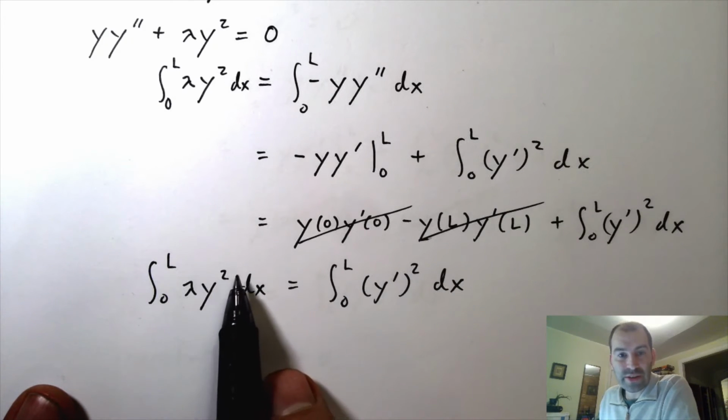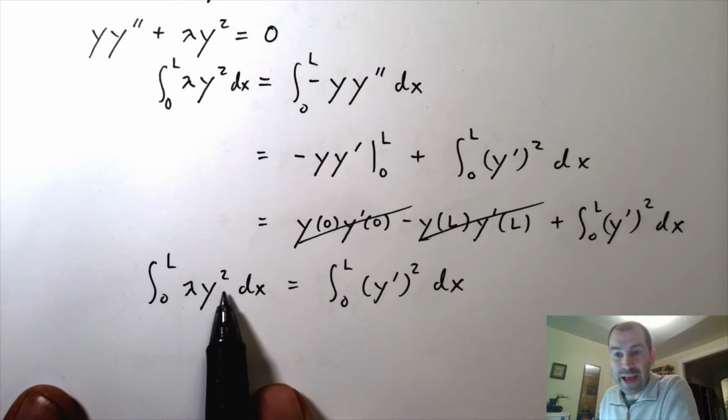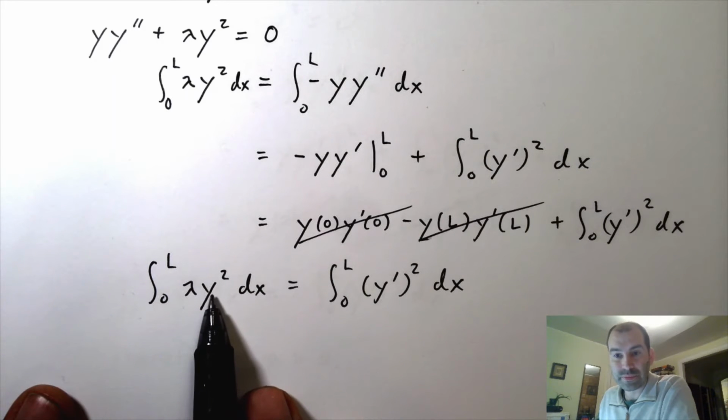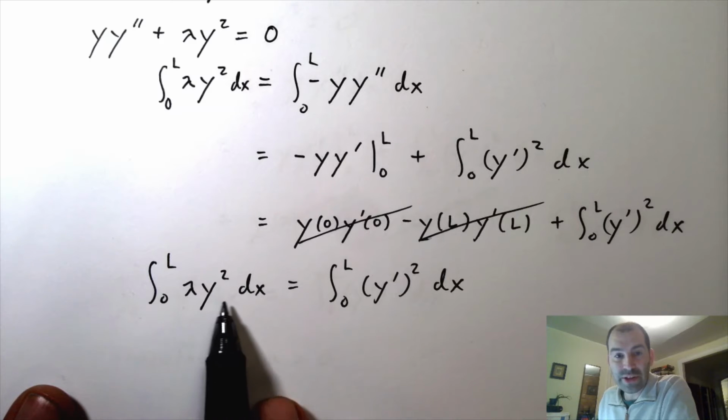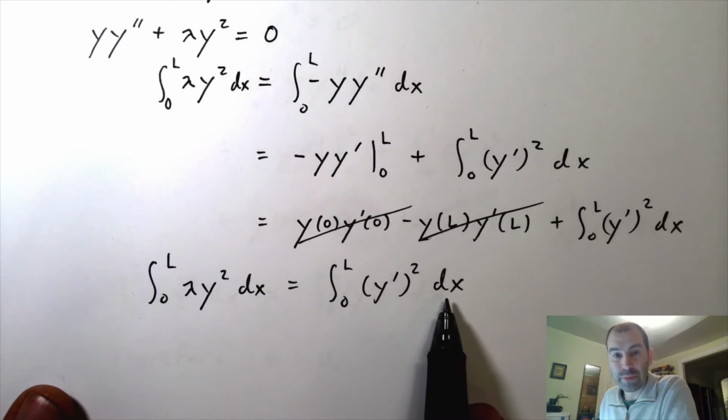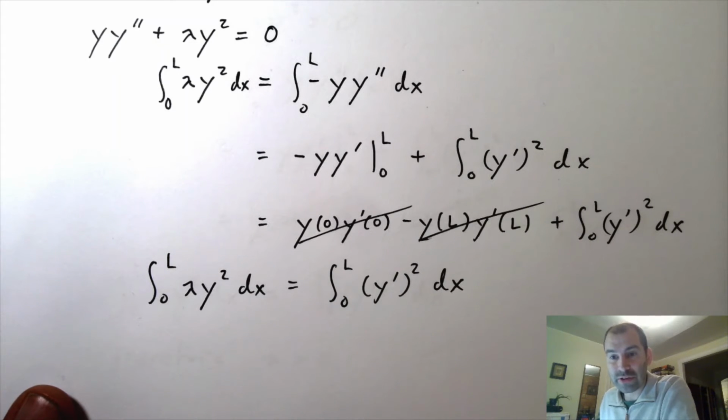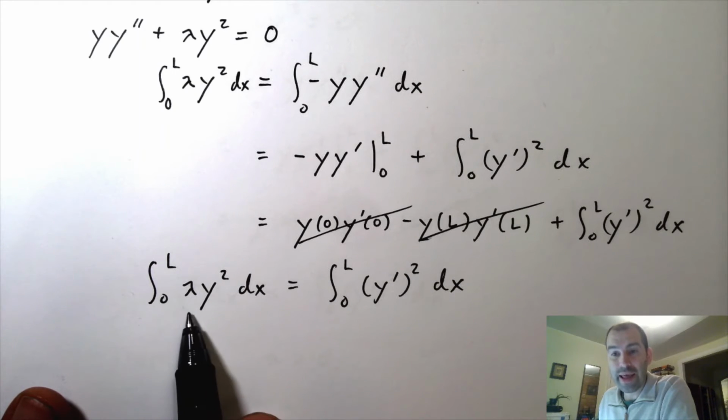Now let's look at this. This is something squared, so that's non-negative. And lambda is a constant. So lambda cannot be negative. If lambda was negative, this would be negative, the right-hand side would be non-negative, and we'd have a contradiction. So we can see that lambda must be non-negative.